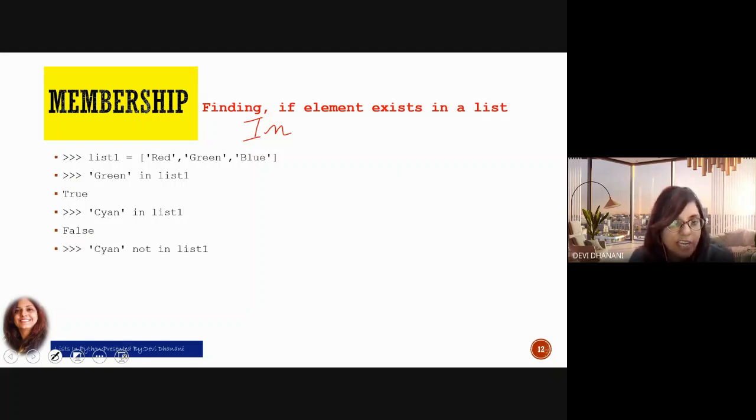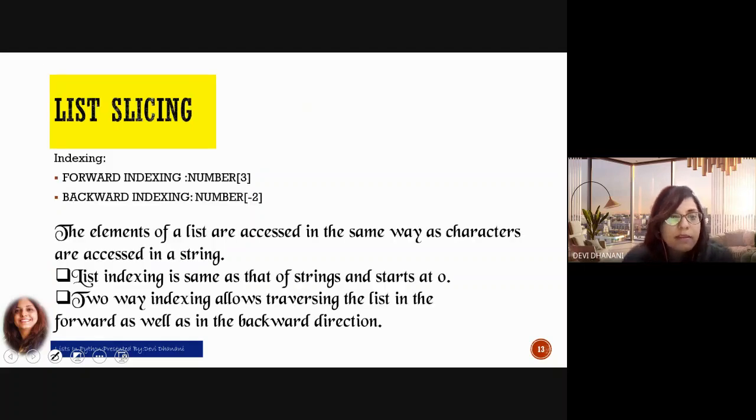If I check the opposite of it, cyan not in list 1, of course, the not in operator negates the value. So it is going to give me the result as true. Yes, it is not in the list. Few more examples. Checking whether green is not in list. Since it is there, the in check is true, so the output will be false. So these were the most important operations that we could perform on a list.